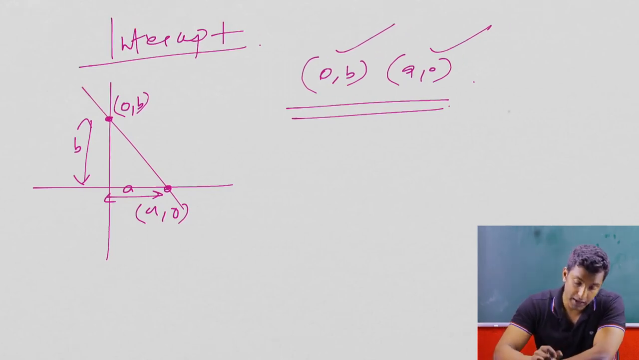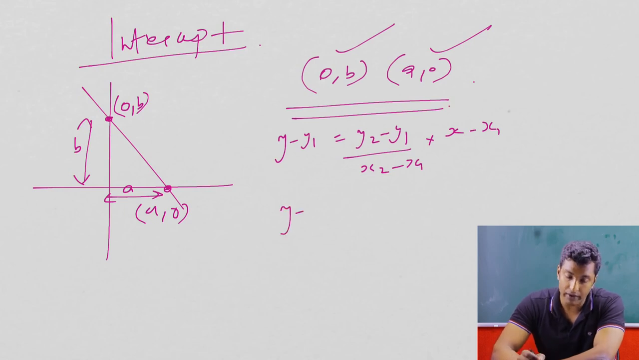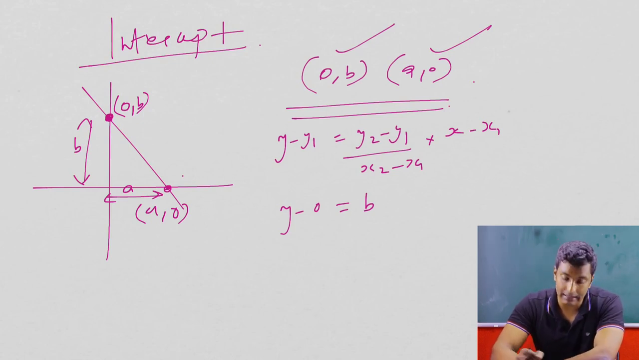Now if you ask me how will you proceed, you can start with the two-point form, because two points are given. y minus y1 equals (y2 minus y1) divided by (x2 minus x1) into (x minus x1). So y minus y1 is 0, and y2 is b. This is the second point and this is the first point, that's how I am considering. Otherwise also it's fine, ultimately you will get the same.